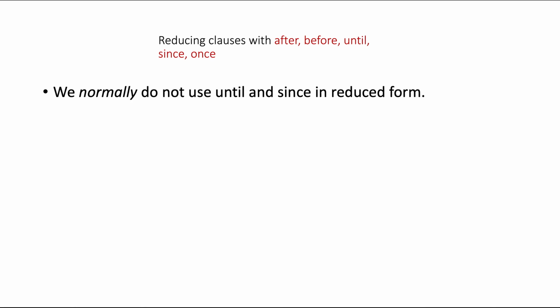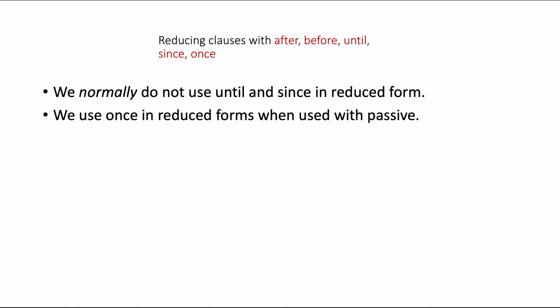Now, we normally do not use until and since in reduced form. You might see them, but this is very uncommon, so I decided not to talk about these, and I just want to focus on the forms that are more common. We can use once in reduced forms when used with passive.